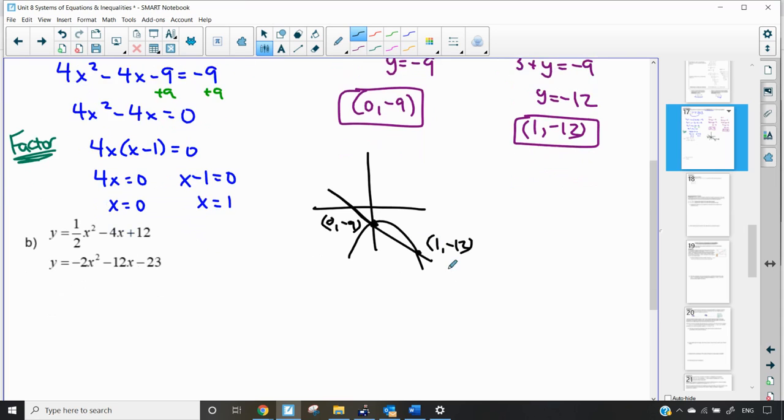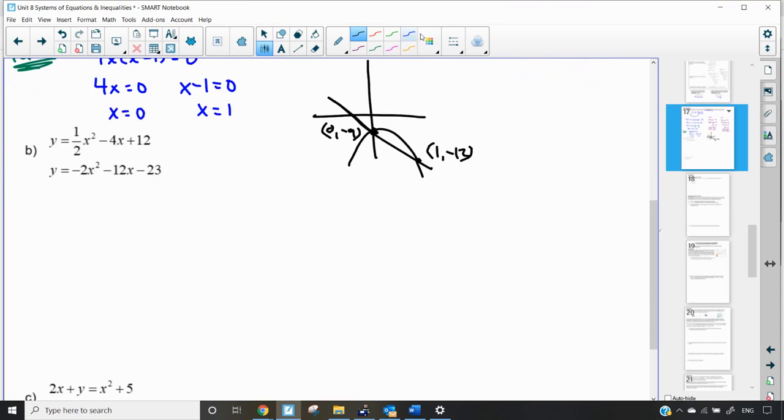All right, so let's take a look at our next example here. So we have y equals 1/2 x squared minus 4x plus 12, and y equals negative 2x squared minus 12x minus 23. Now looking at this, I have two quadratics, so I want to use the elimination method. So my goal is to make these two look the same. Because my quadratic is an x, I want to get rid of the y.